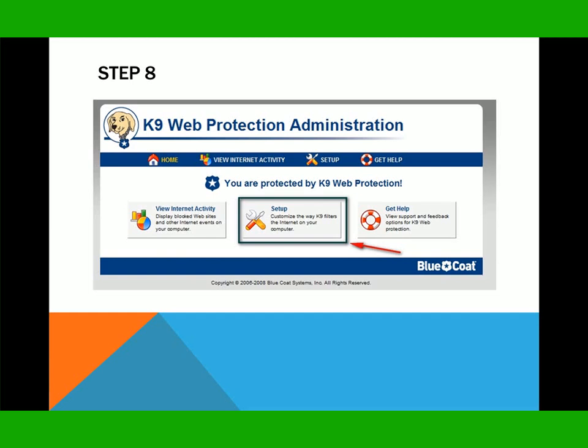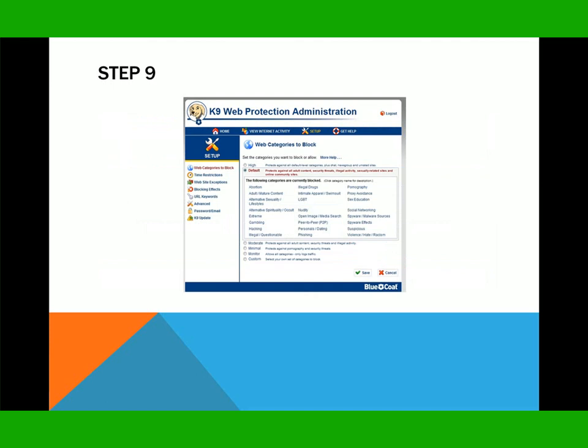The next thing that you're going to want to do, just to see the different options that are available for K9, is go to the program itself. This is simply done by going into Start, Programs, and then K9 Software, and you will be taken to this screen. From here, you can click on the setup box that I've highlighted and put a red arrow on, and that will take you to this interface right here.